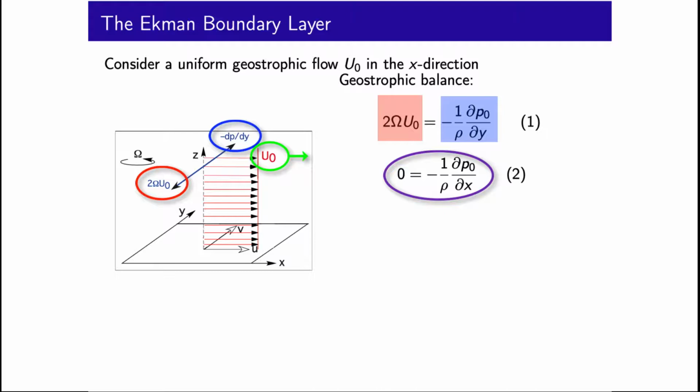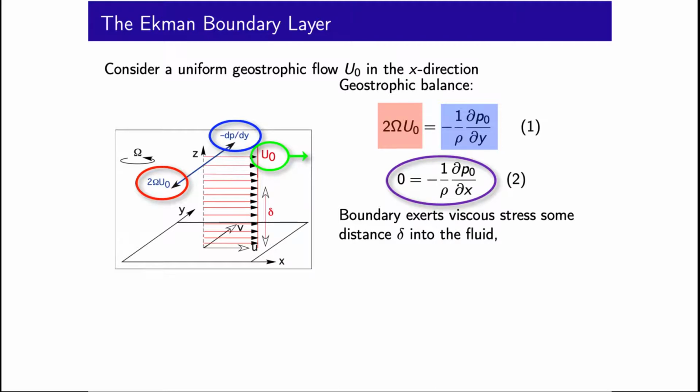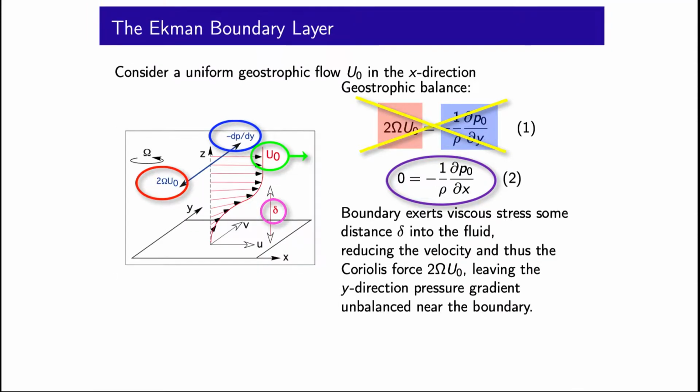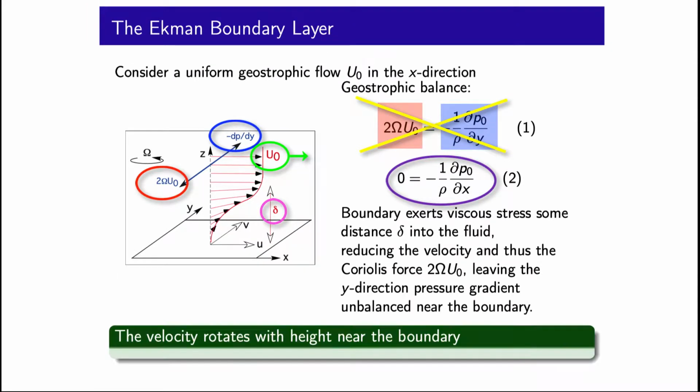Near to a horizontal boundary, viscous stresses penetrate some vertical distance delta into the fluid, reducing the velocity in this viscous boundary layer and thus reducing the Coriolis acceleration here, rendering this reduced acceleration unable to balance the across-flow pressure gradient. This initiates a flow in the y direction. That is, near to the boundary, the flow begins to rotate with height.